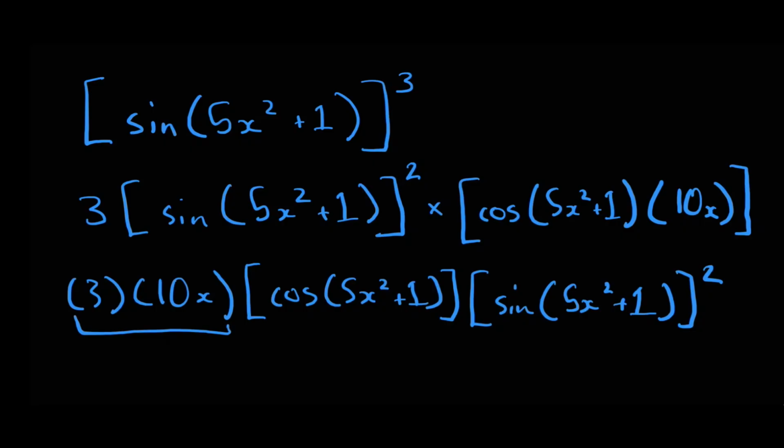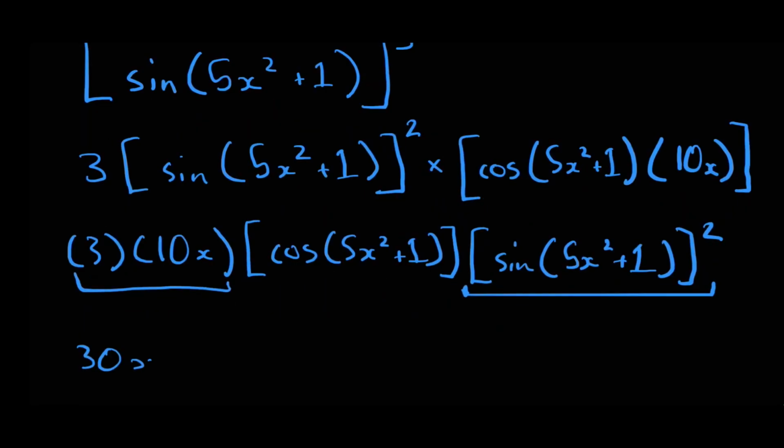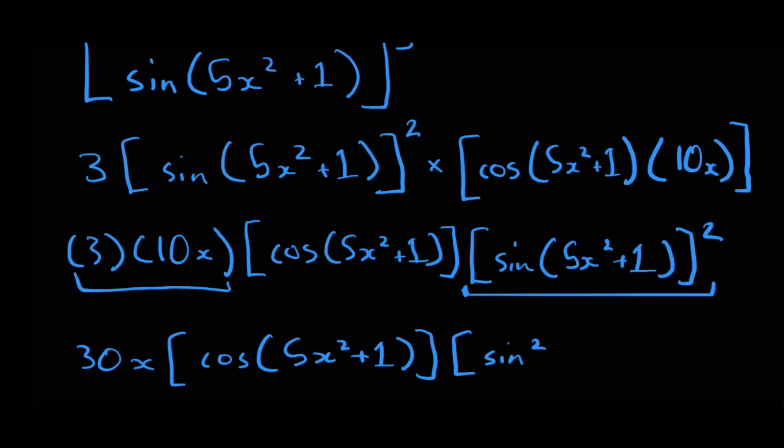And then let's multiply these. And let's turn the sine of 5x squared plus 1 squared into the simpler notation. So let's make that 30x times cosine of 5x squared plus 1 times sine squared of 5x squared plus 1. And that's the final answer right there.